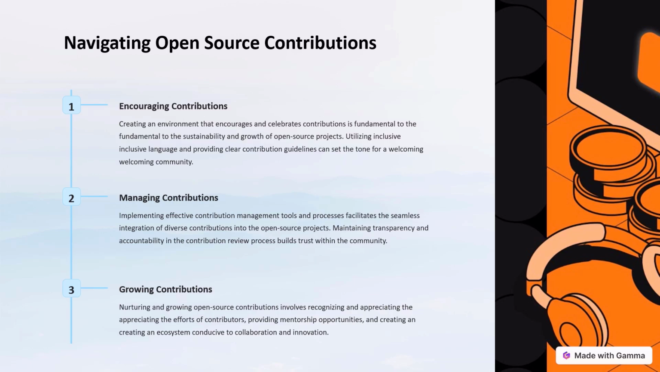Now managing contributions is like implementing effective contribution management tools and processes, which facilitates the seamless integration of diverse contributions into open source projects. Now people are providing their inputs in open source. The second part is to manage these inputs, these diverse contributions. You have to see that these all are facilitated in a seamless integration manner.